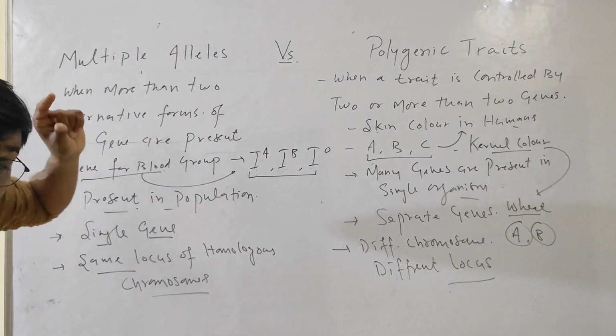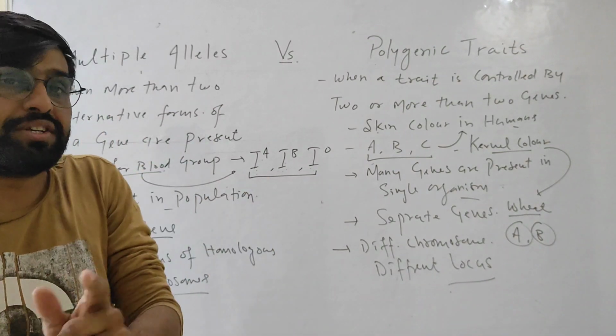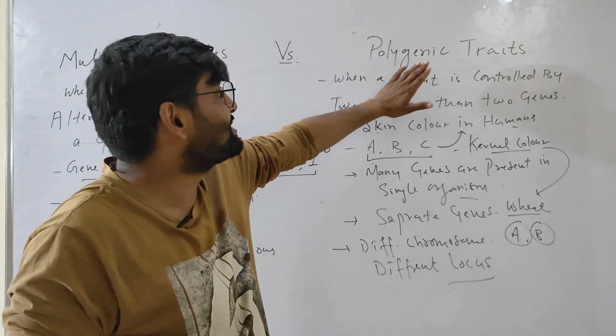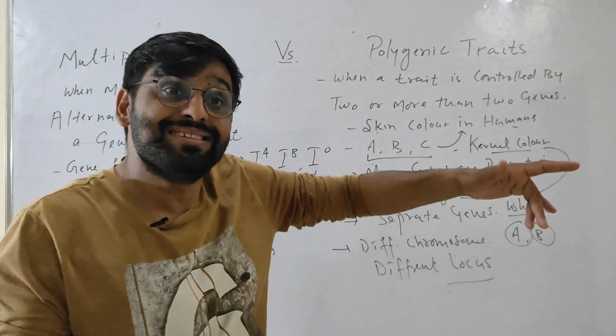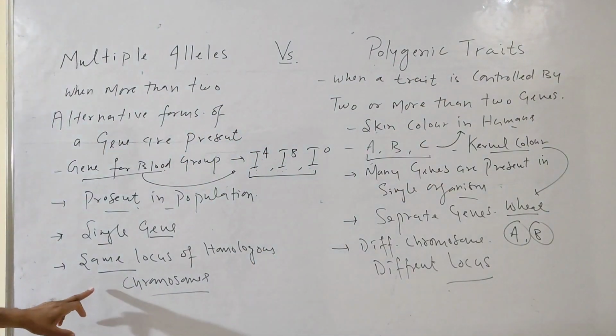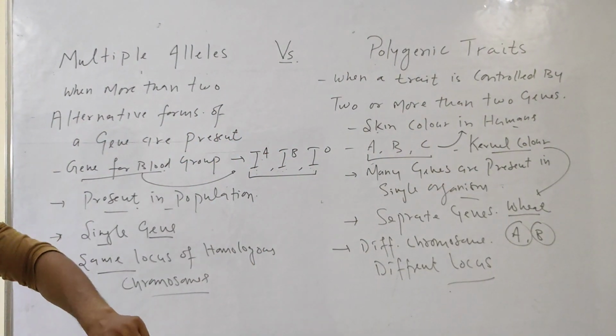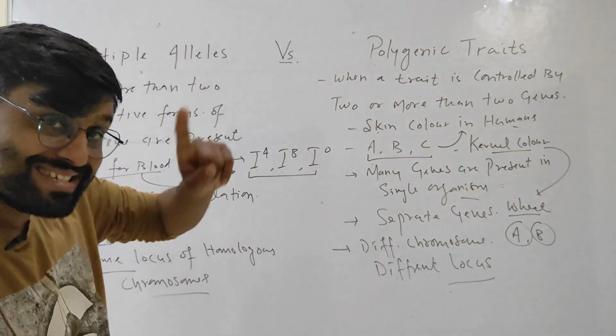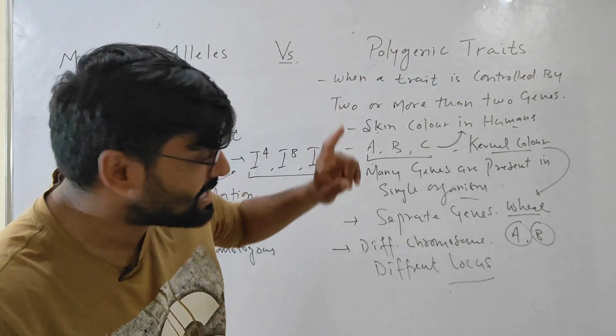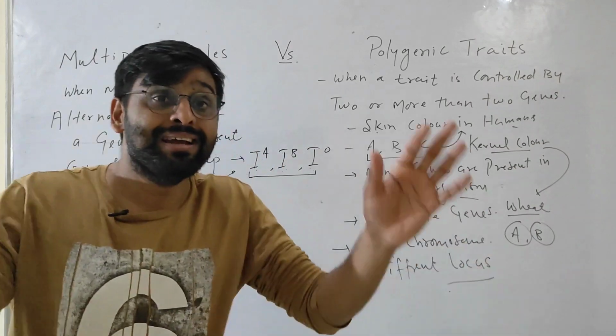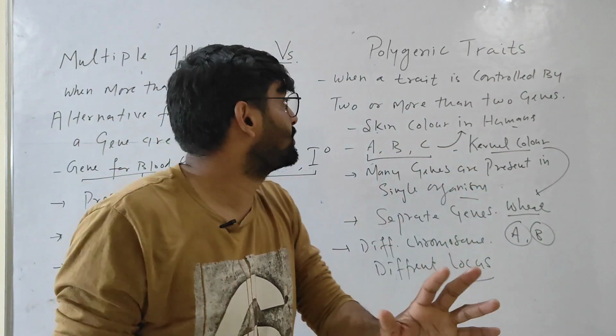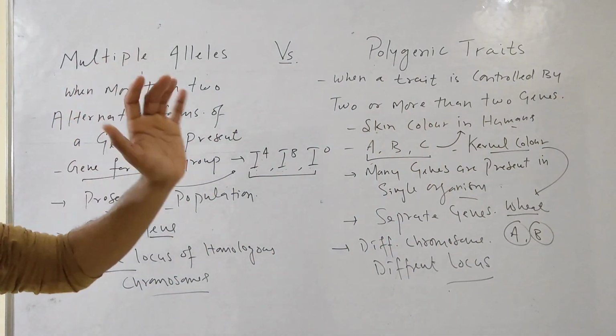So these multiple alleles are present in a population, not a single organism. But these multiple genes are present in a single organism. Alleles are present on the same locus of homologous chromosomes. But genes for polygenic trait are present on different chromosomes and different loci. So this is the difference between multiple allele and polygenic traits.